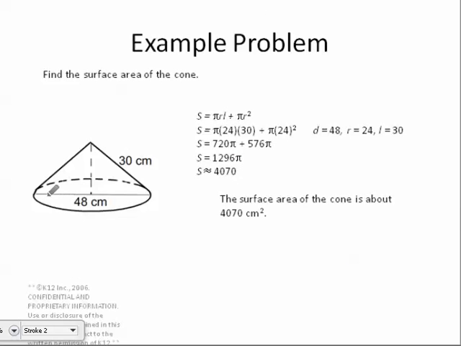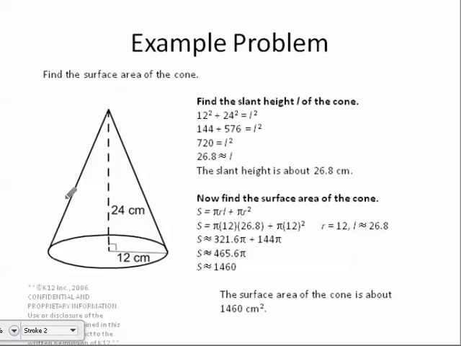Here's another example. 48 centimeters across. That's a diameter. We need the radius. Take half of that, 24. So we're going to say pi times 24 times the slant height, 30. 24 times 30 times pi. And then we're going to say pi times 24 squared. Add those together, we get 1,296 pi, or about 4,070 square centimeters of cone.